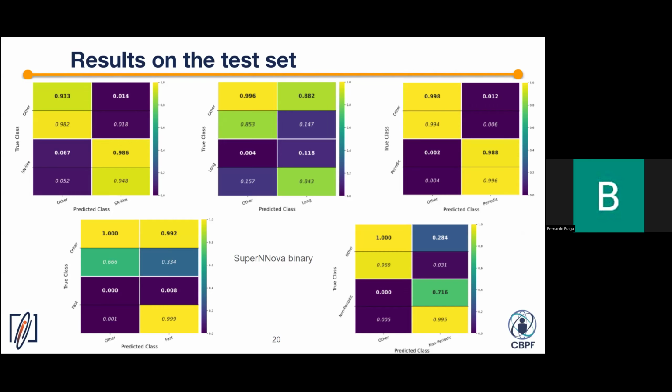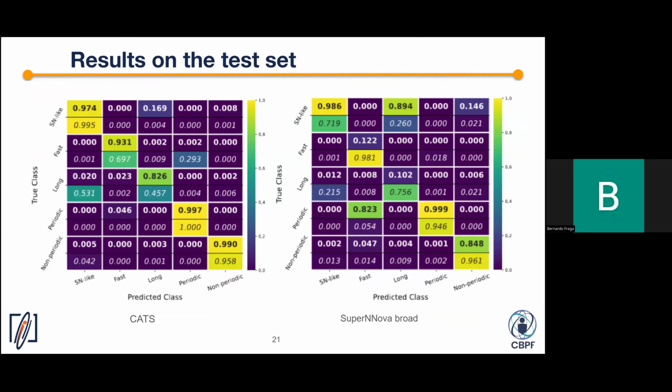And if you look now at both the broad classifiers, both the broad and the supernova classifiers, you see the same trends, which is that the fast and long classes are the ones that give more trouble. For example, for the broad classifier, although the purity for the fast class is good, above 90%, the completeness is 70%, which is not that good. And the long class is even worse because it has an 83% purity and less than 50% completeness.